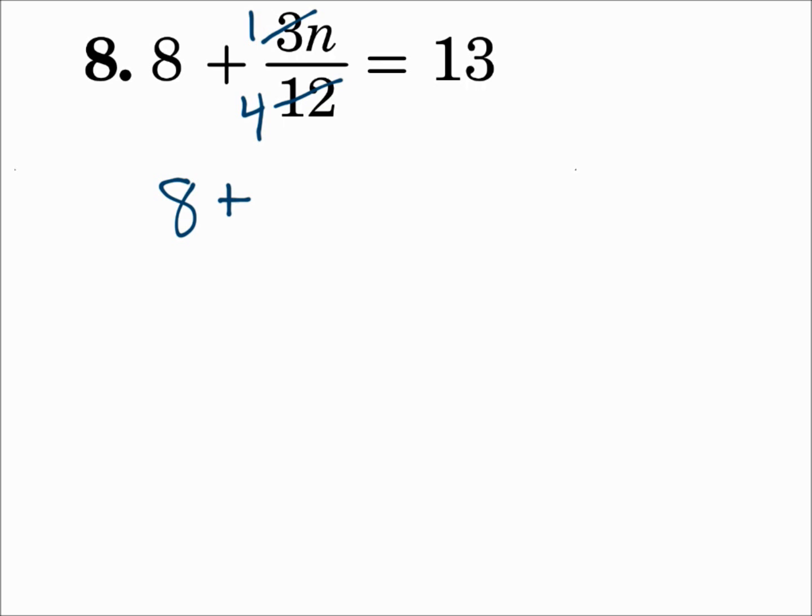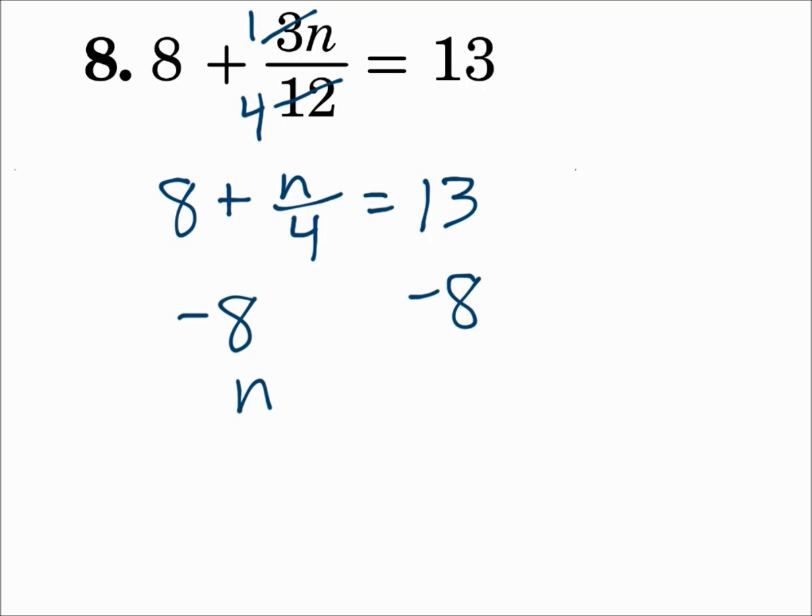So to simplify that a little bit, you now have a 1n on top, which is just n, and a 4 on the bottom. Now, do any adding or subtracting. You have an 8 that's added to it. The 8 is positive. Do the opposite of a positive and subtract it from each side. The 8's cancel on the left, leaving n over 4, and 13 minus 8 is 5.